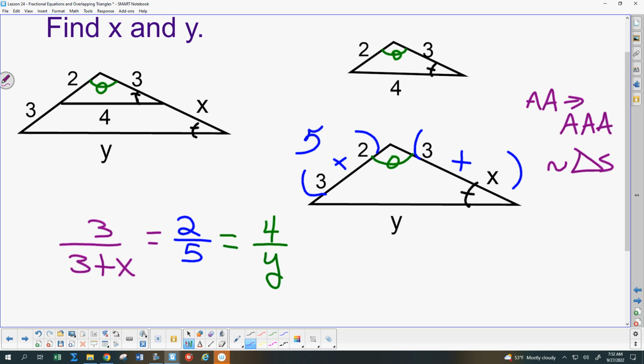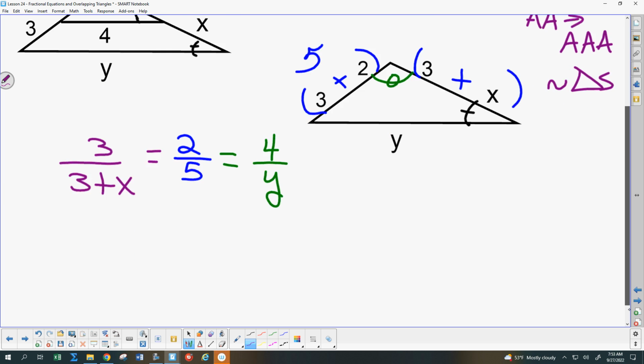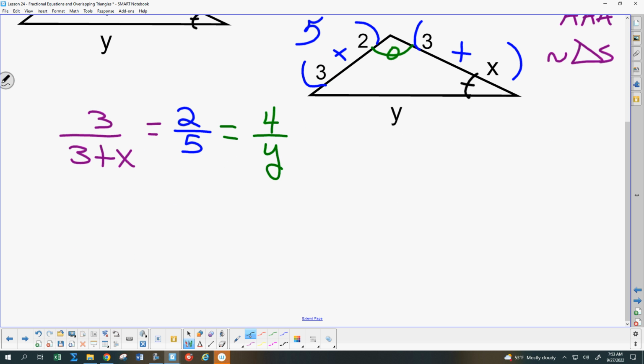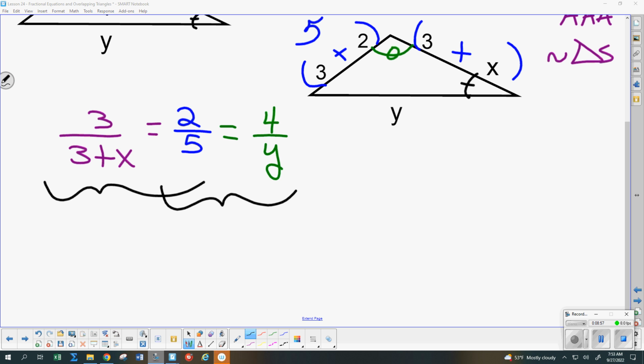Okay, I want you to solve the two equations that you get from that. One of them is 2/5 equals 3 over 3 plus x. The other one is 2/5 equals 4 over y. All right, let's start with y just because it's a little bit easier. Khadijah, what'd you get? Thumbs up or down for y equals 10.